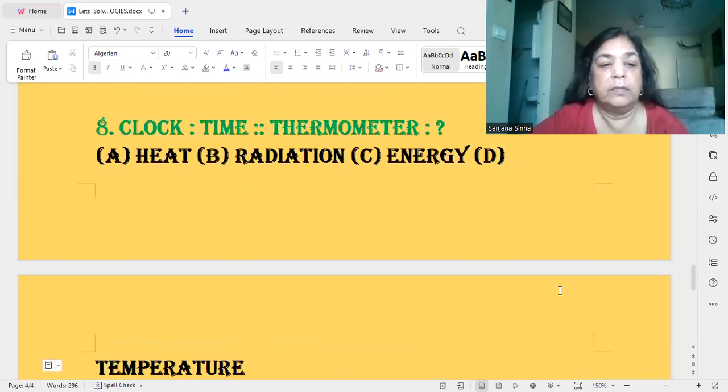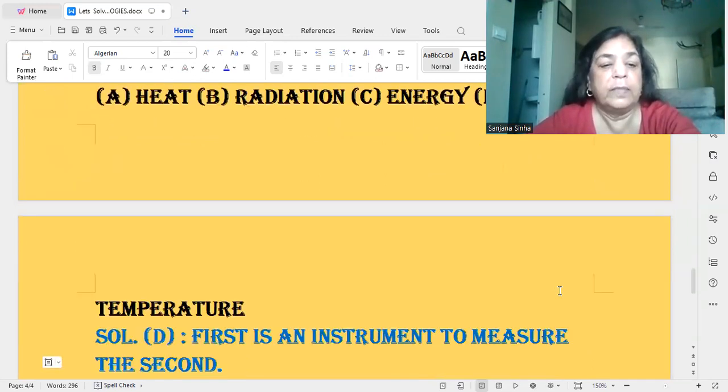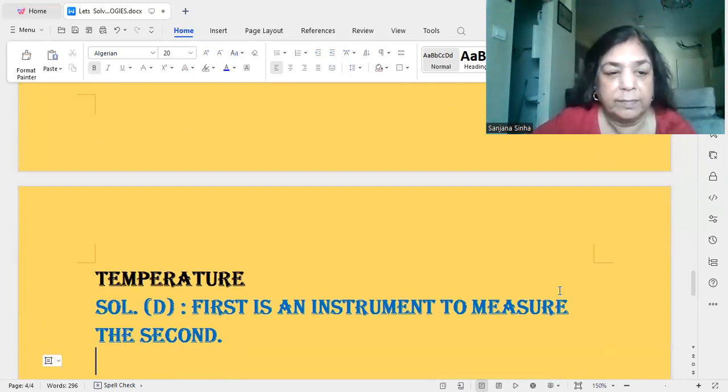Number 8. Instruments, like a clock gives you the time, and a thermometer is a tool which measures your temperature. Clock, time, thermometer measures your temperature. First is an instrument to measure the second.